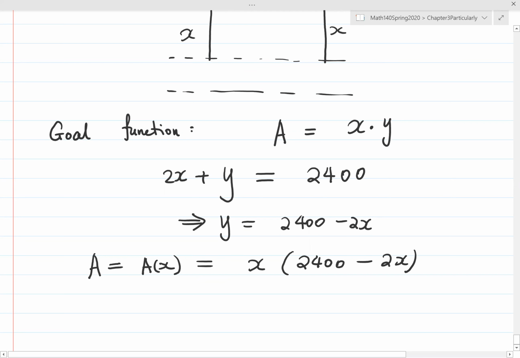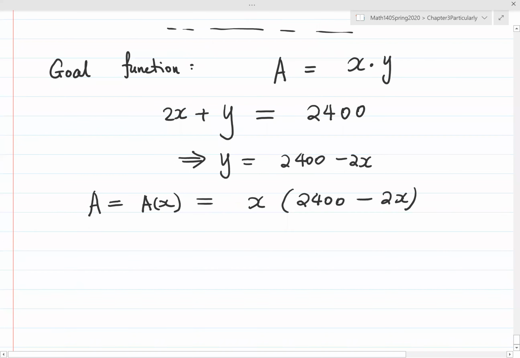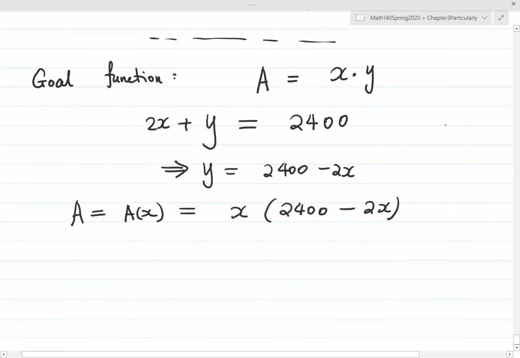Now, for one variable functions, we can use the closed interval method to find the maximum. First of all, we need to find how big x can be. x should be greater than 0. Next, y is also greater than 0, so we get 2x is less than 2,400. So x should be bounded above by 1,200.